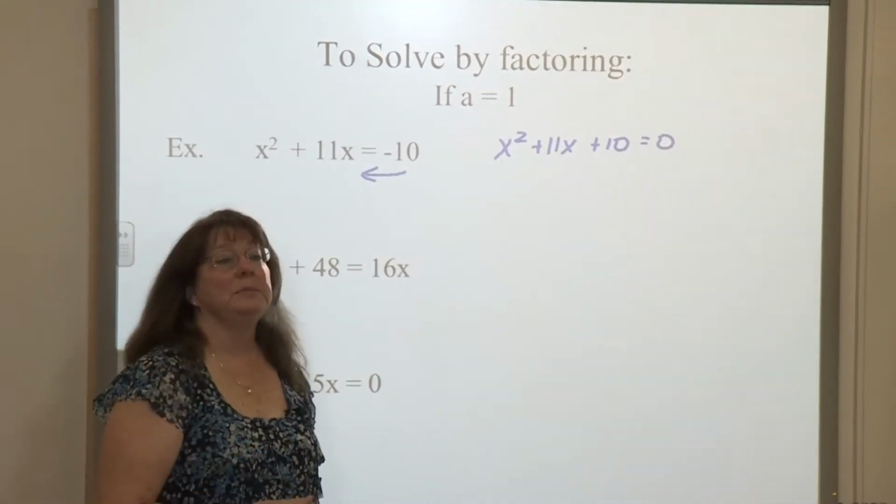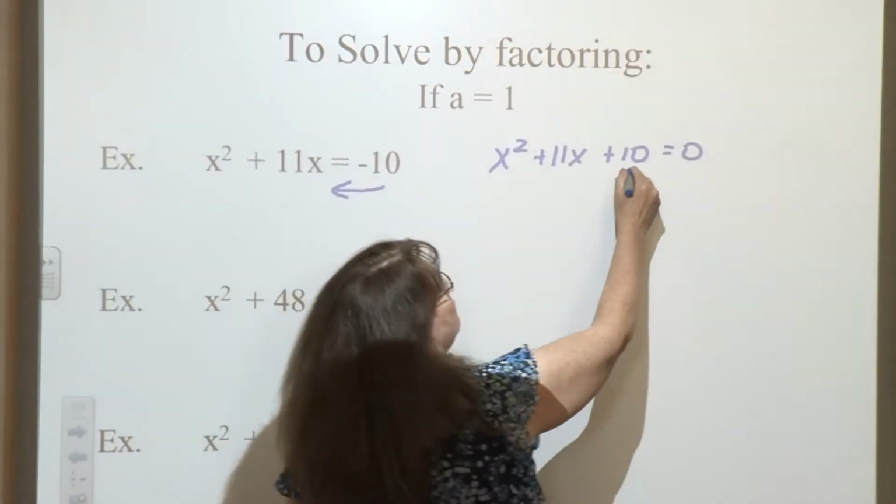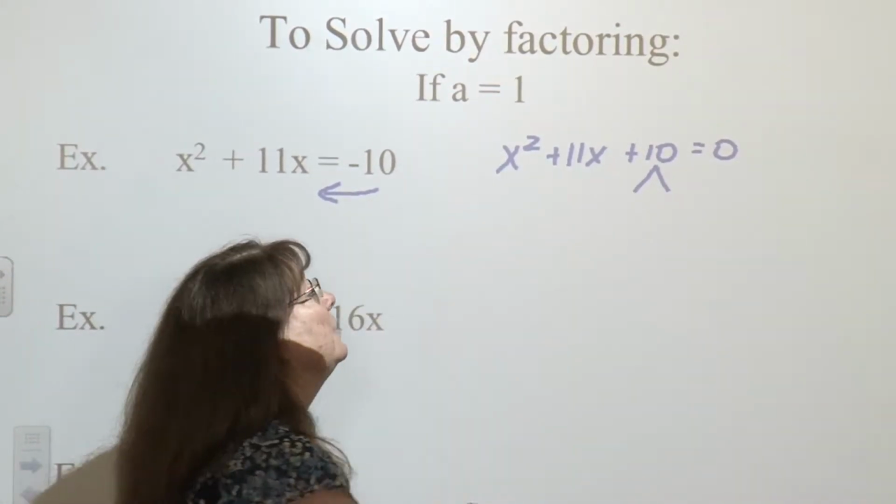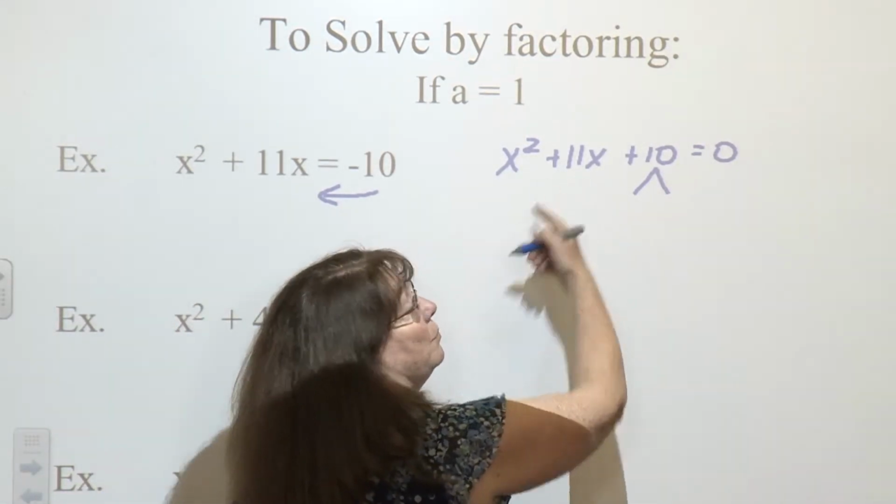Now go ahead and use that same technique. List some factors that you have for 10 that multiply together to give you that value, or add together to give you the value for the b term, positive 11.